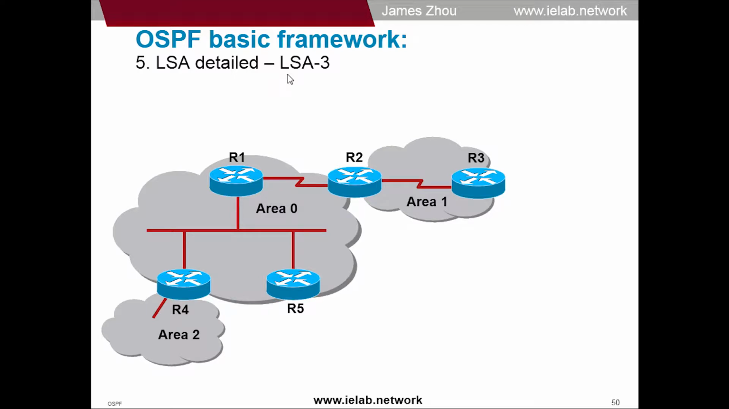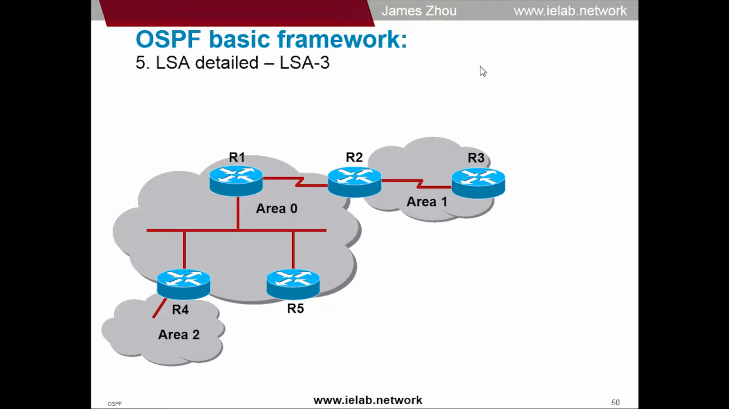Okay, now LSA3 actually is a route generated by the ABR. The question: which router is the ABR? ABR means area border router. It connects two or more areas and must connect area 0. This router is an ABR.